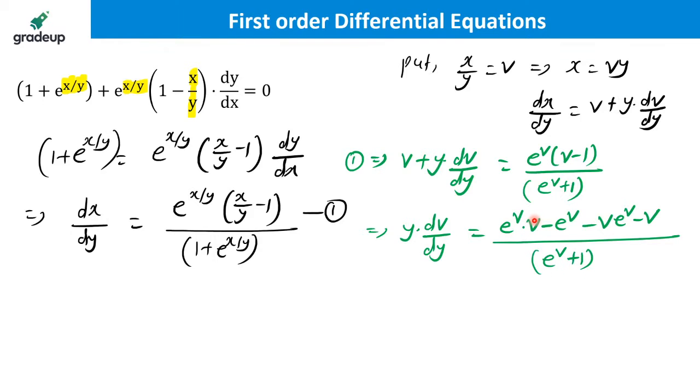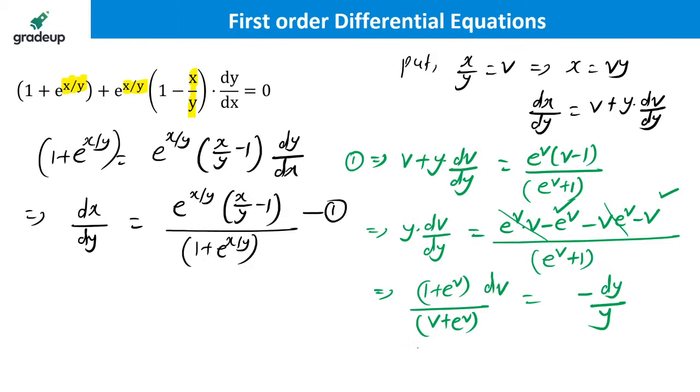So this v e raised to v and v e raised to v gets cancelled. E raised to v plus 1. Minus is taken common from these two terms. V plus e raised to v in the denominator, dv, dy in numerator, y in denominator. So variables are separated. After separation of variables, what you have to do? Integrate both sides.